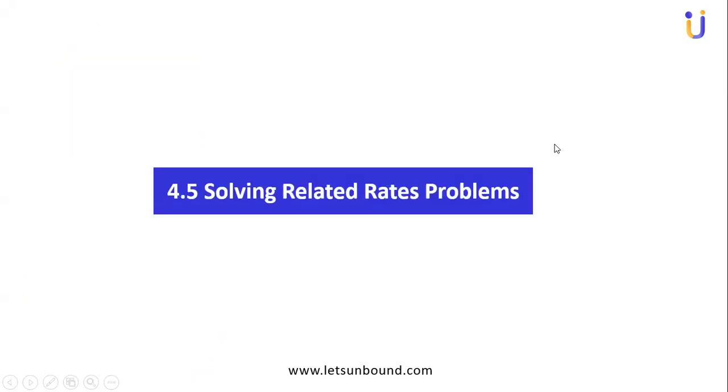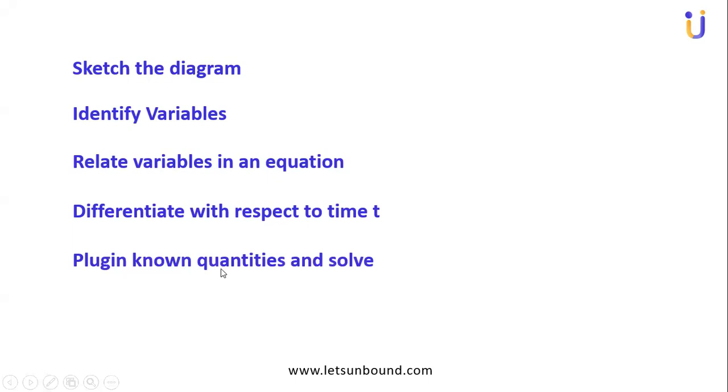Now, how do we solve these related rate problems? First, sketch the diagram: understand the situation and sketch a neat diagram of it. Then identify variables. If there are a lot of variables, try to reduce it to two variables. Then relate the variables in an equation, connect them in an equation. Even if it's implicit, that's completely okay. And differentiate with respect to time t. We know implicit differentiation and normal differentiation, so do that. Then plug in known quantities.